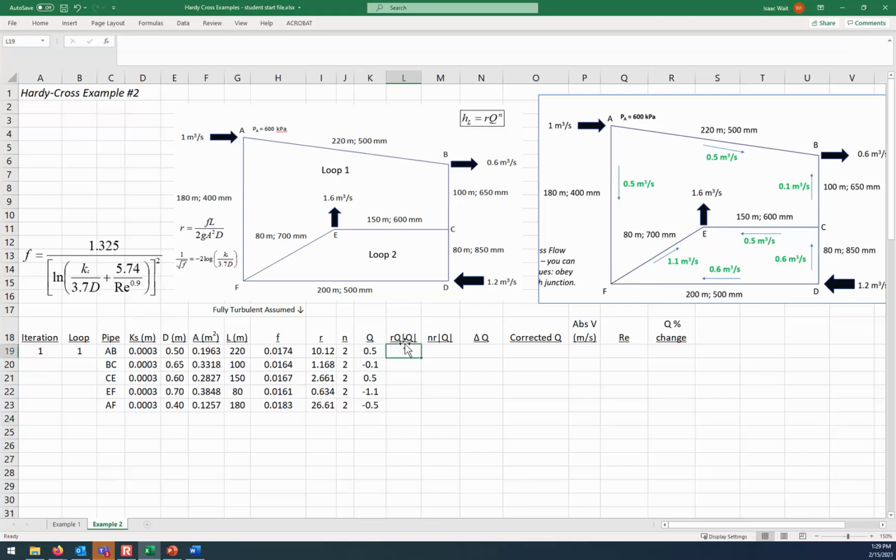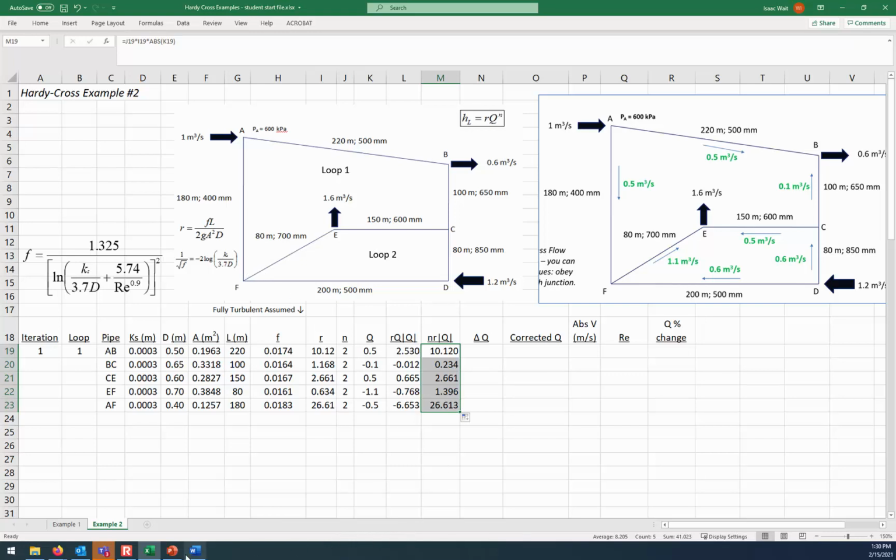all right. R times Q times absolute value of Q. So R times Q times ABS for absolute value of Q. I'll drag that down through all of them. Now N times R times absolute value of Q.